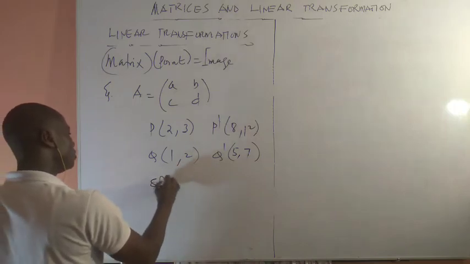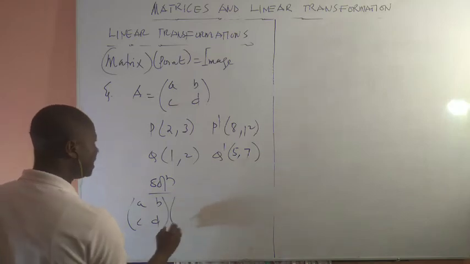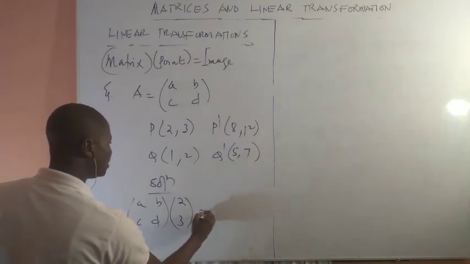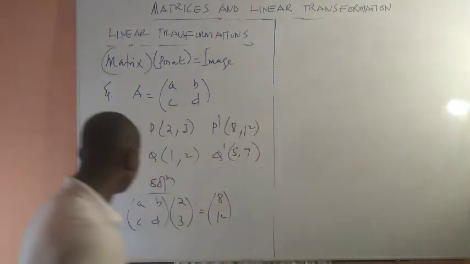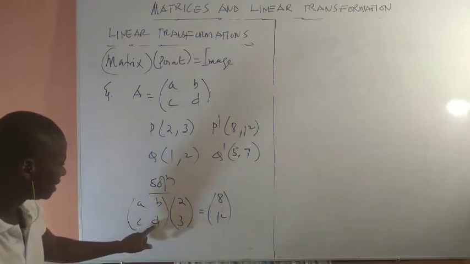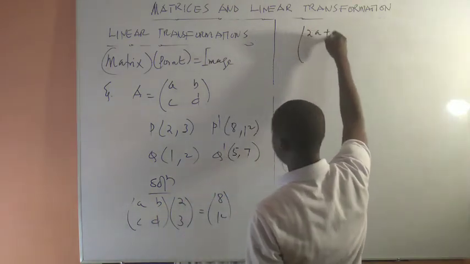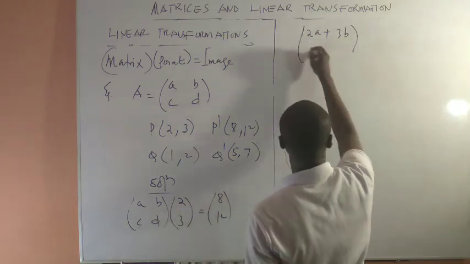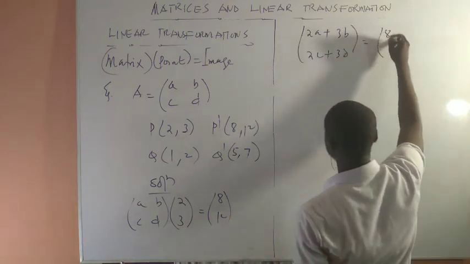So solution, you know that when you multiply the matrix A, B, C, D by the first point, which is 2, 3, we get the image, which is 8, 12. When you simplify this, we have A times 2 plus B times 3, then C times 2 plus D times 3. So A times 2 gives 2A, B times 3 gives 3B, C times 2 gives 2C, and D times 3 gives 3D. And this is equal to 8, 12.